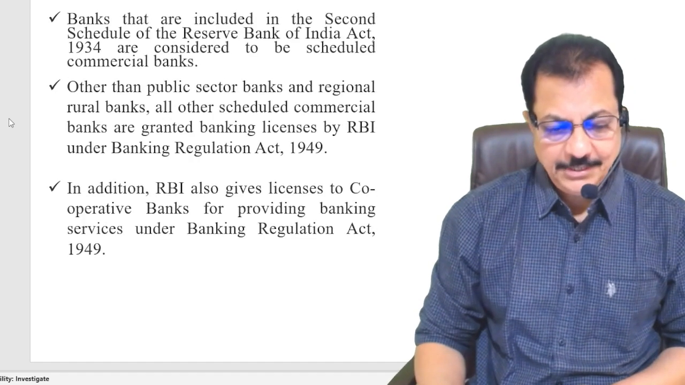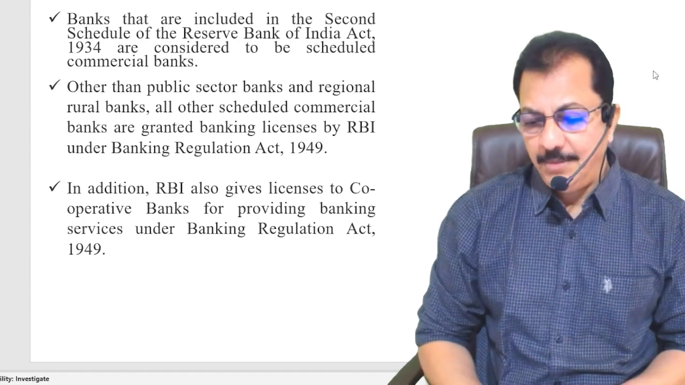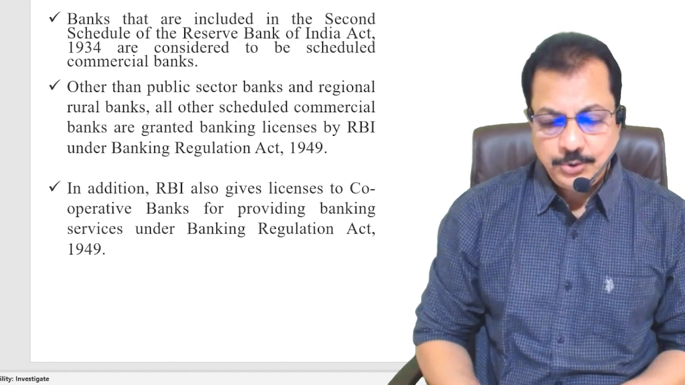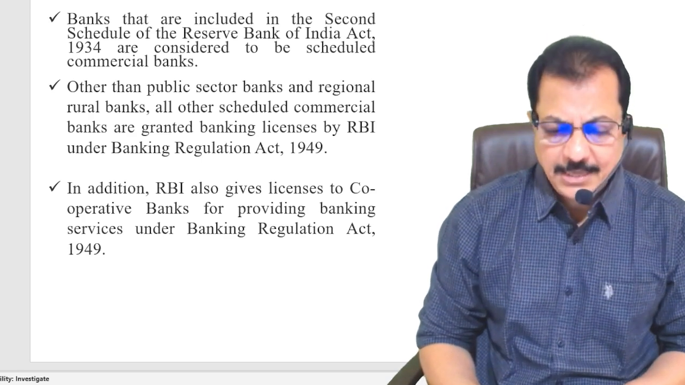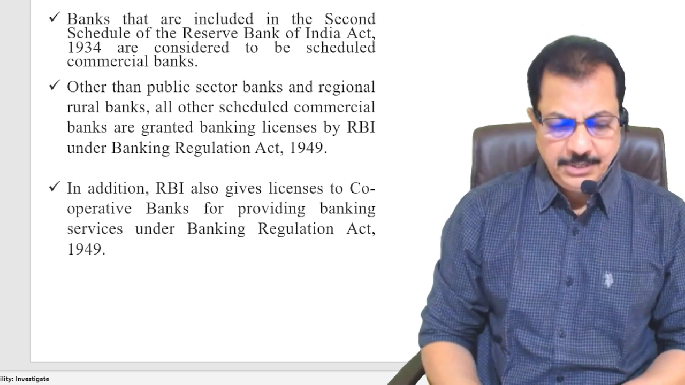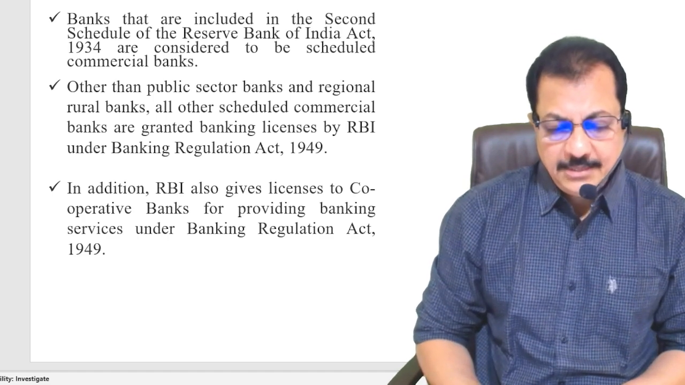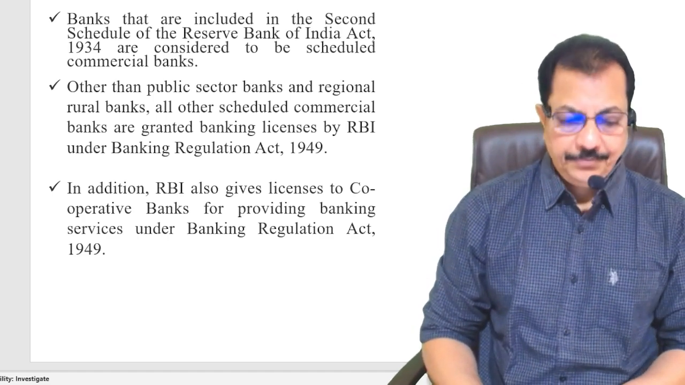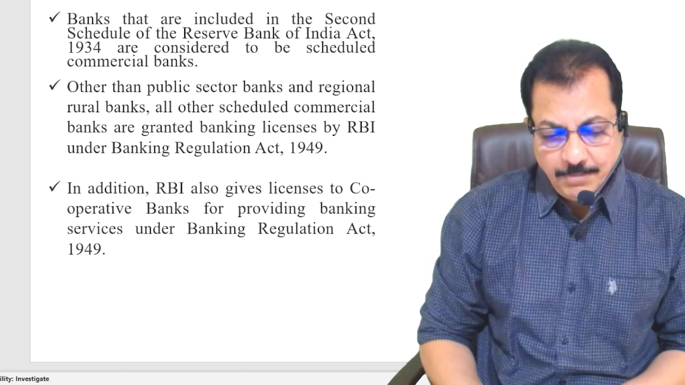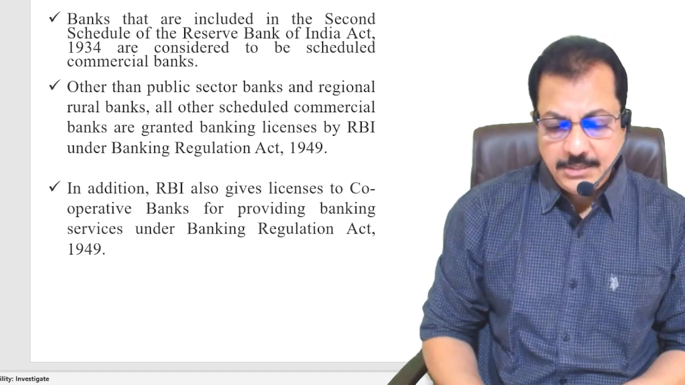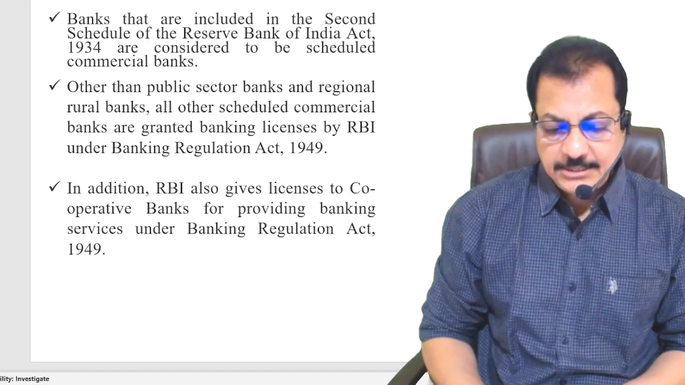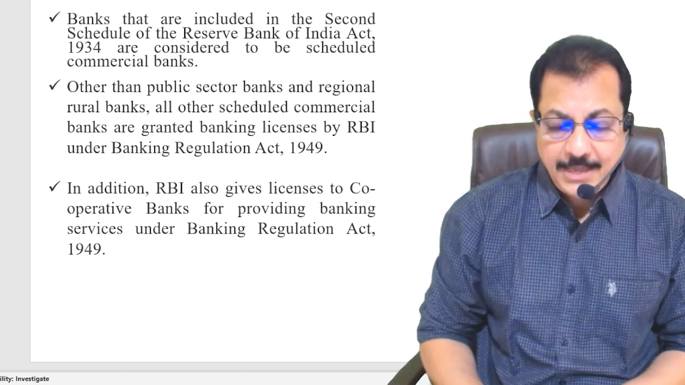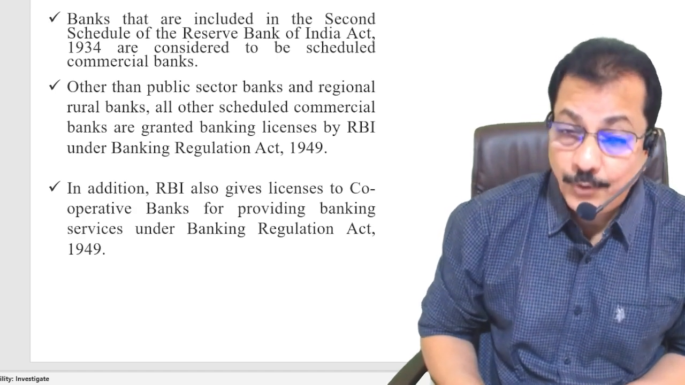Clear? Look at this. When it comes to the banks, we already know this one. What are all mentioned under the second schedule of the RBI Act? They are called the scheduled commercial banks. Other than public sector banks and regional rural banks, all other scheduled commercial banks are granted a banking license by RBI under the Banking Regulation Act of 1949.